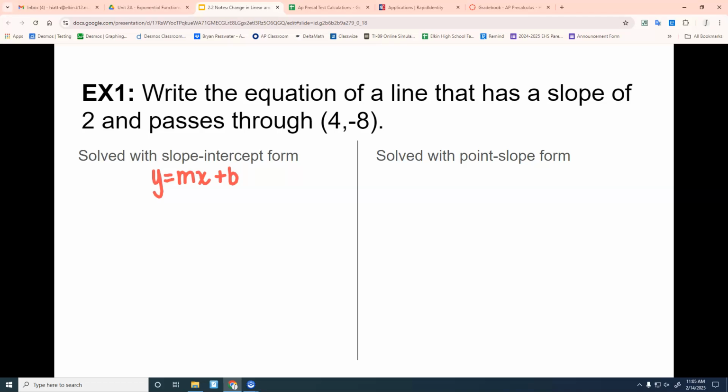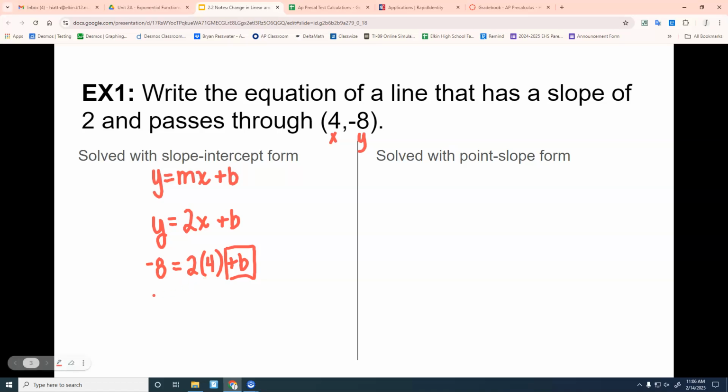If you're going to do this with slope intercept form, it tells you your slope is 2. So you're going to put that right there for your slope. And then it gives you the point 4, -8. So this is your x coordinate and this is your y coordinate. Your goal next is to find that y-intercept. So you're going to plug in -8 equals 2 times 4 plus b. And then you're trying to solve for that b so that you can get the y-intercept, and then you'll have your slope and y-intercept and can write the equation of the line.